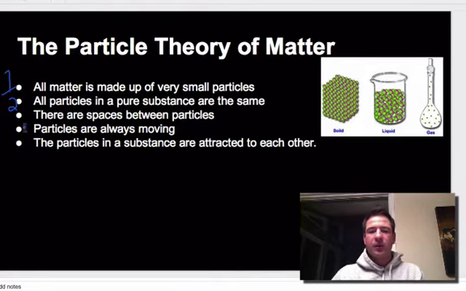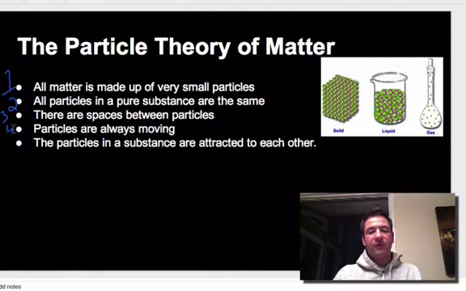Now, the third thing we'll discuss in the particle model is that there are spaces between the particles. Even though a solid, so I knock on this table or I hit this pen, it's solid, doesn't mean that the particles are not moving. They're still moving in here. They're just tightly packed together, and we'll talk about this a little bit more as we go. So there's always spaces. In a solid, there's less space. In a liquid, there's slightly more space, and in a gas, there's a lot of space.